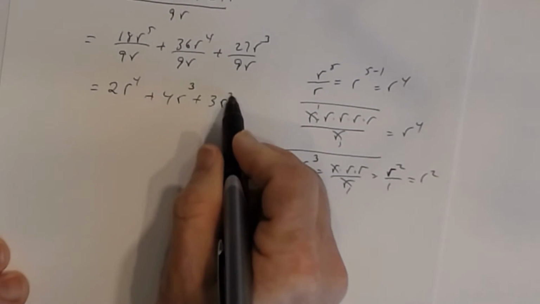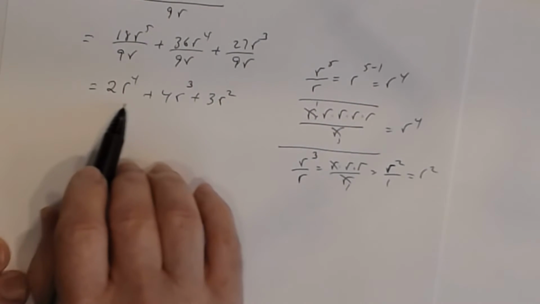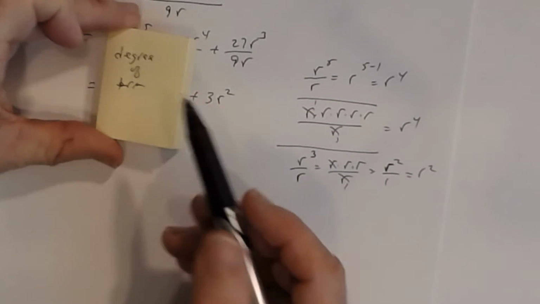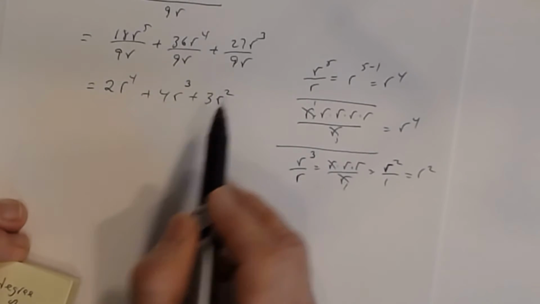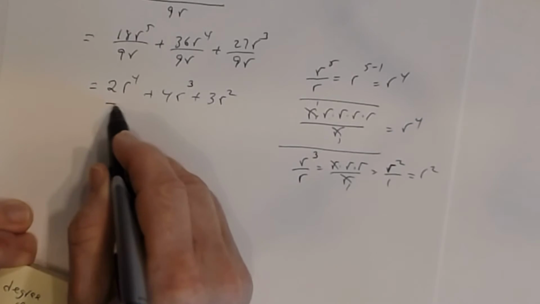So that's 3r squared. Now notice that those are all different terms. This term has degree 4. Remember, I used the word degree again. This term has degree 3, and this term has degree 2. Those are all different exponents, so those are not like terms. So that's your answer.